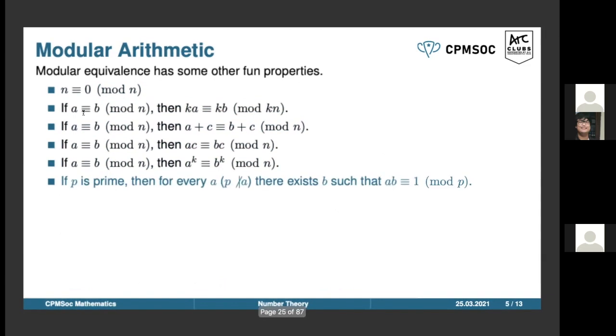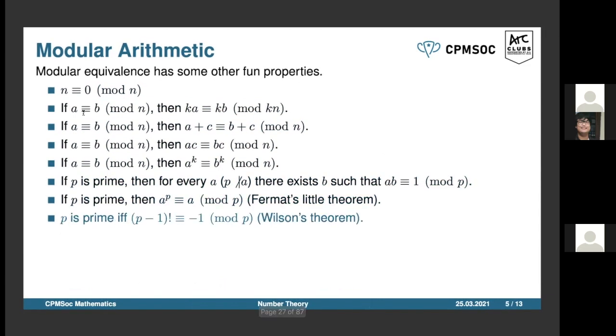So I think we'll just run through a few of these. You don't need to remember all of them, but the first few about addition, multiplication, exponentiation are pretty important. Like we saw before, 3 is equivalent to 0 mod 3. In general, when you divide a number by itself, it has a remainder of 0.